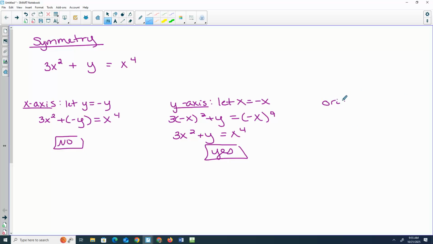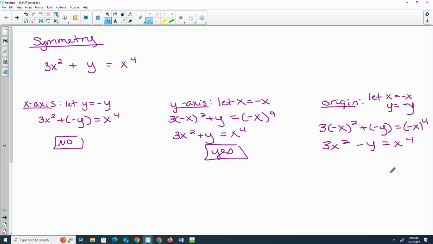How do we check the origin? Okay, so if I did that, you get 3x squared minus y equals x to the 4th. Is that what we started with? No. Remember, is it possible to have more than one yes? Yeah, so if I had made my y also squared on that, then they would all be yeses, wouldn't they? So you have to check all three. You can't just find one that works and assume you're done. So we remember how to check for the 3 types of symmetry?